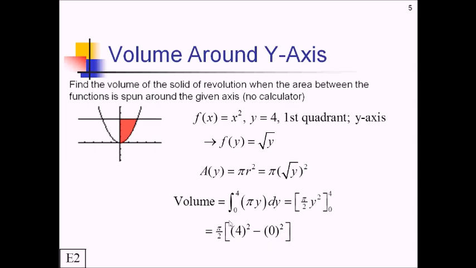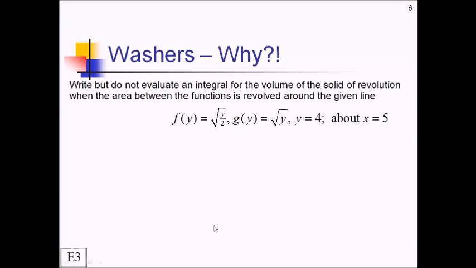So this is just going to be pi over 2 times 16, which is pi, or just going to be 8 pi. For this next problem, we want to write but not evaluate an integral for the volume of the bounded region from these functions revolved around x equals 5.